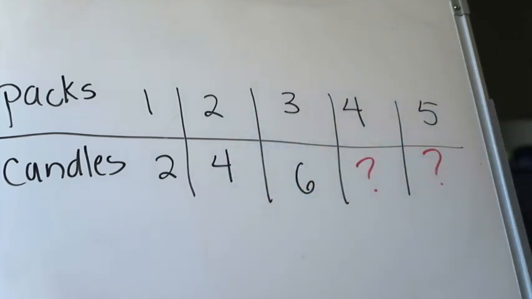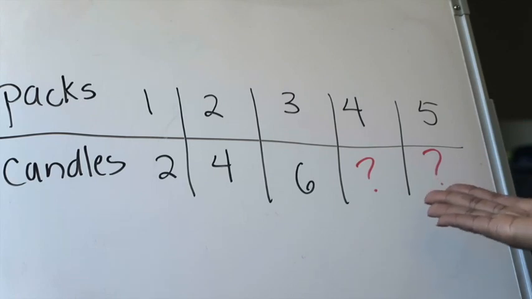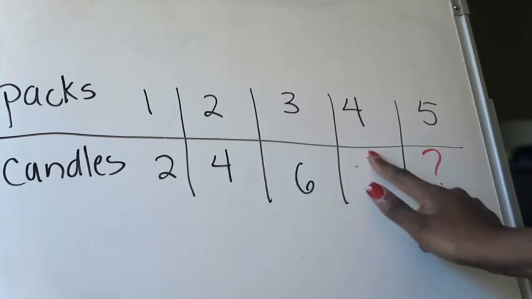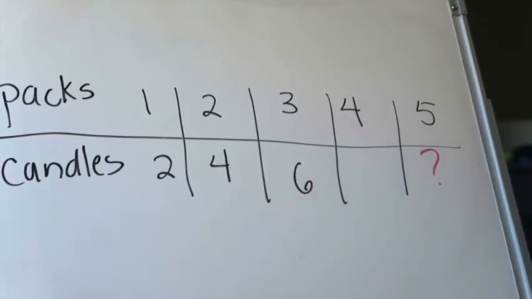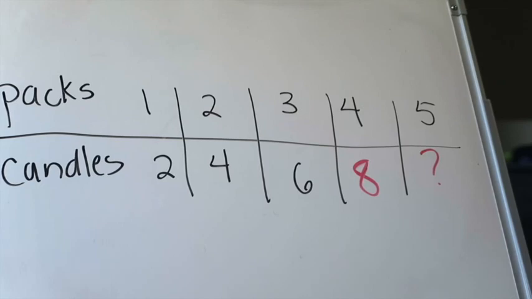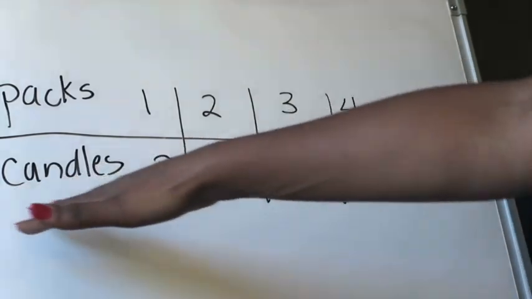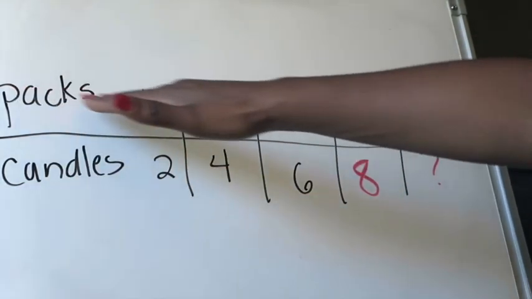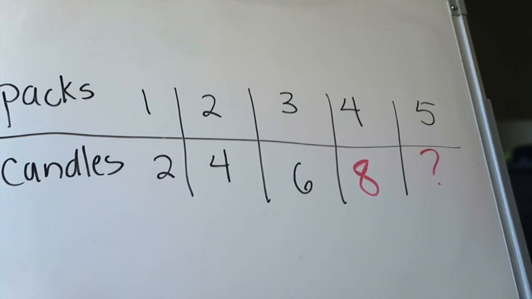So, using that, what would I do to figure out this missing term? Well, I would add 2 to 6, and I know that 6 plus 2 is going to be 8, so I know the missing term there would be 8. That's me just looking for a pattern going across using my sequence.